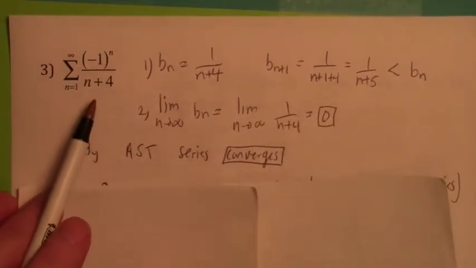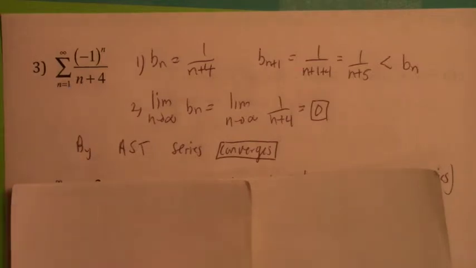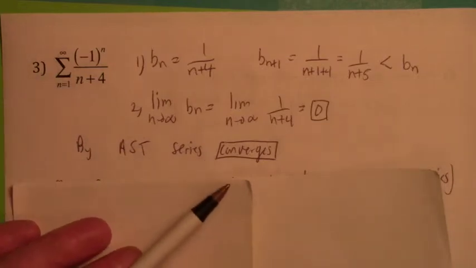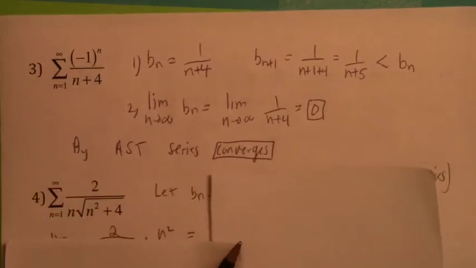It turns out, if you're curious, this actually converges conditionally. You know why? Because if you look at the absolute value, you could compare it with 1 over n using the limit comparison test, and you could show that that diverges. But that's not the question. The question is, does it converge or not? And the answer is yes. All right, let's try another one.